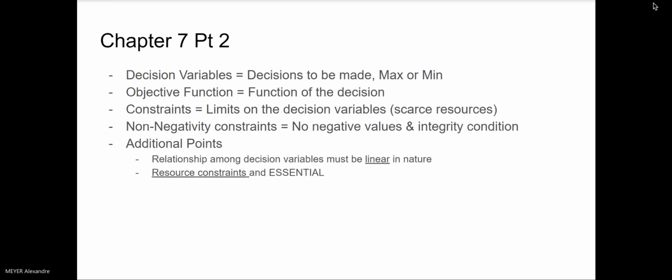So looking at the main 4 words that we need to know for Excel specifically, we have decision variables, which are essentially what you want to have done. Like, what do you want to do? Do you want to maximize something, or do you want to minimize something, right? That's the first thing you should think of. After you've decided that, you have to look at your objective function, right? Which is essentially the function of the decision variable.